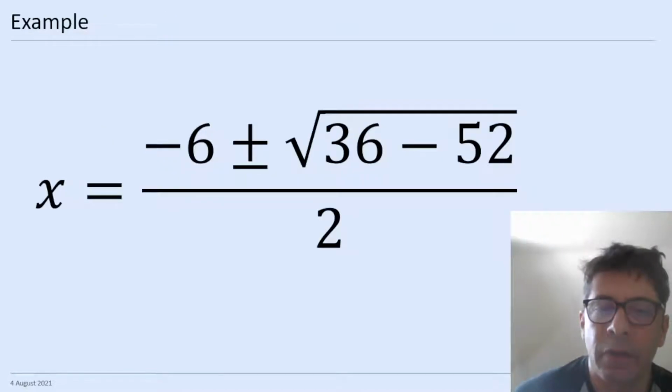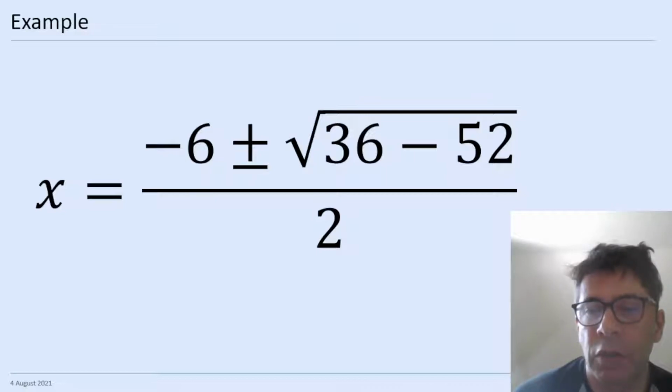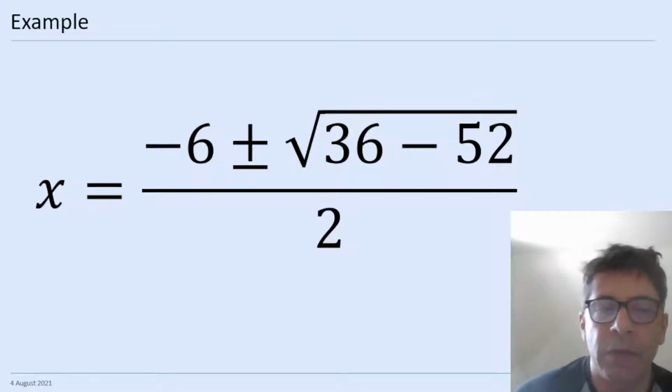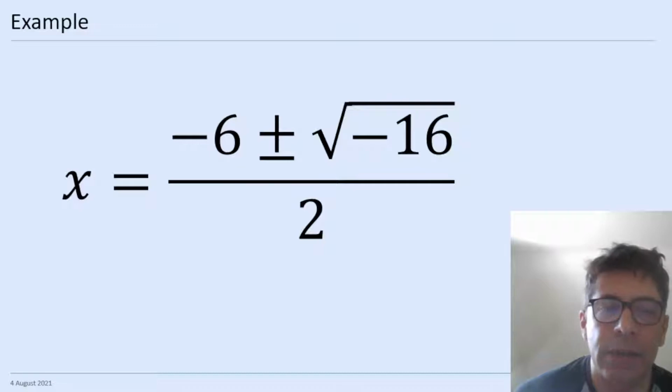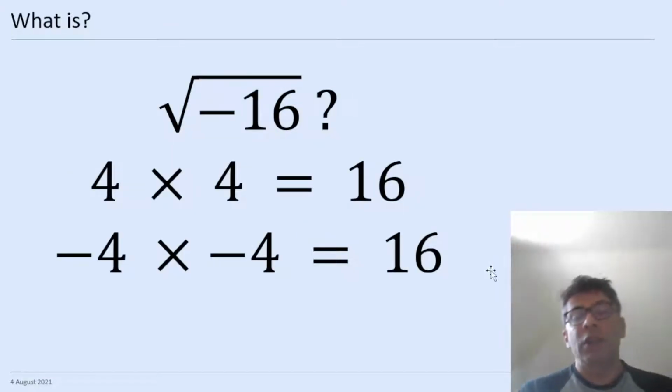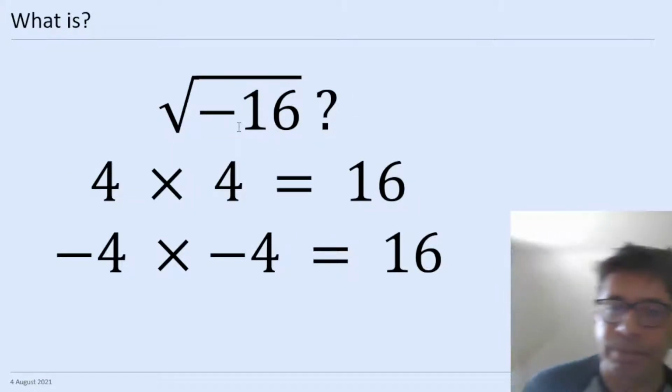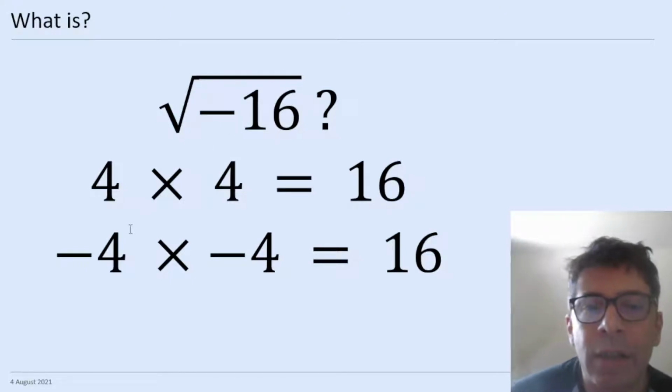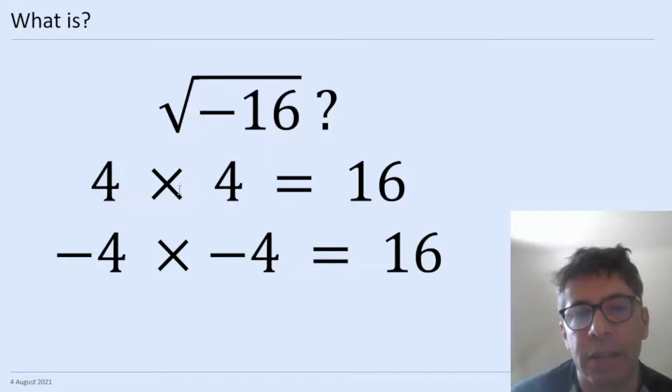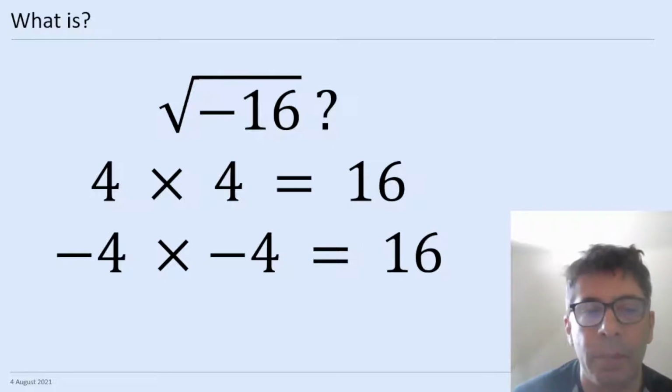If we apply the quadratic formula, we get x equals minus 6 plus or minus the square root of 36 minus 52 over 2. 36 minus 52 is minus 16. Now, what is the square root of minus 16? Well, we need a number that we times by itself to give minus 16. So 4 times 4 is 16, and minus 4 times minus 4 is 16 because the minus signs cancel out. So there seems to be no number that we multiply by itself to give minus 16.